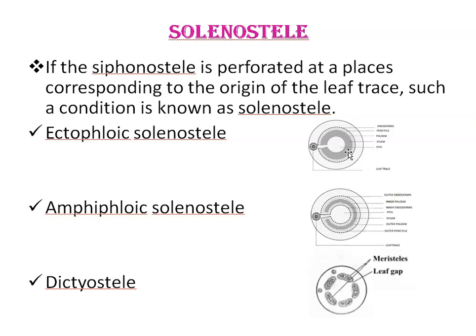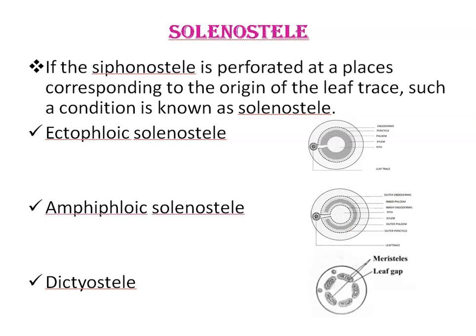Here the phloem is present only on one side of the xylem. Here you can see this is xylem and surrounded by phloem, and phloem is present only on one side of the xylem. In the case of, just look at the second diagram, amphiphloic solenostele, this type of solenostele is derived from the amphiphloic siphonostele. So, in this case, the phloem is present on both the sides of the xylem.